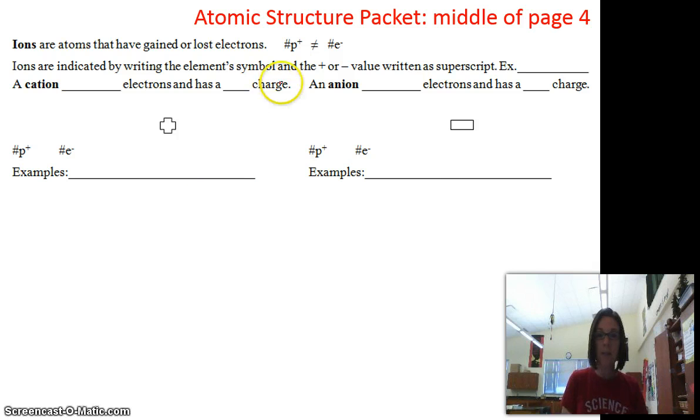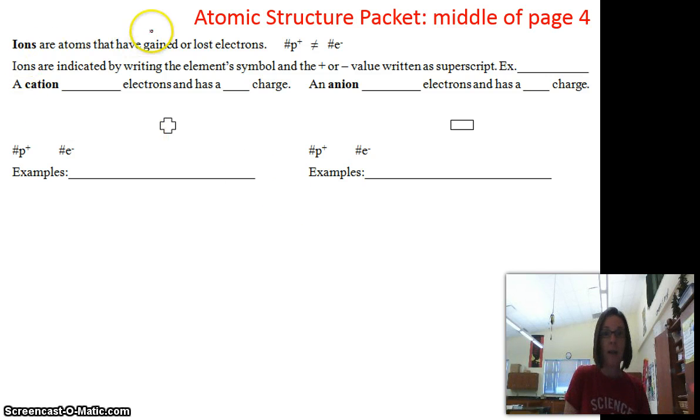What that means is that the number of protons in the nucleus is not equal to the number of electrons in the electron cloud. So since protons are positive and electrons are negative, they normally cancel each other out, and an atom would not have any charge at all. The atom itself would be neutral. But if the number of protons and electrons are not the same, then we get an atom that has a charge. And that's what an ion is.